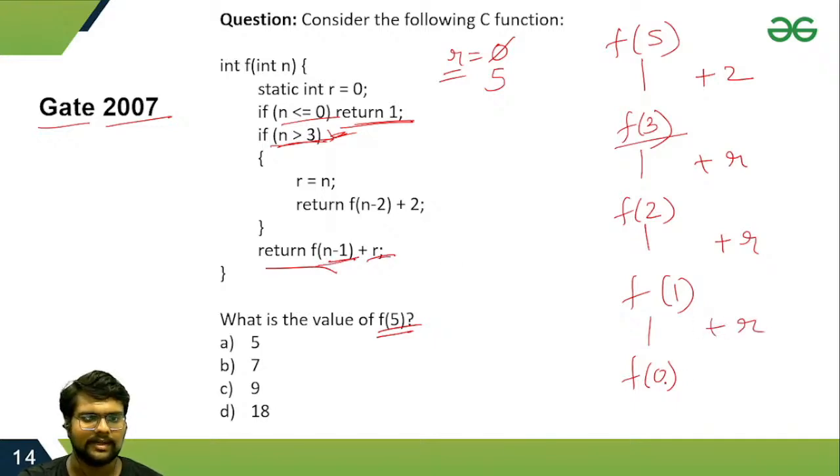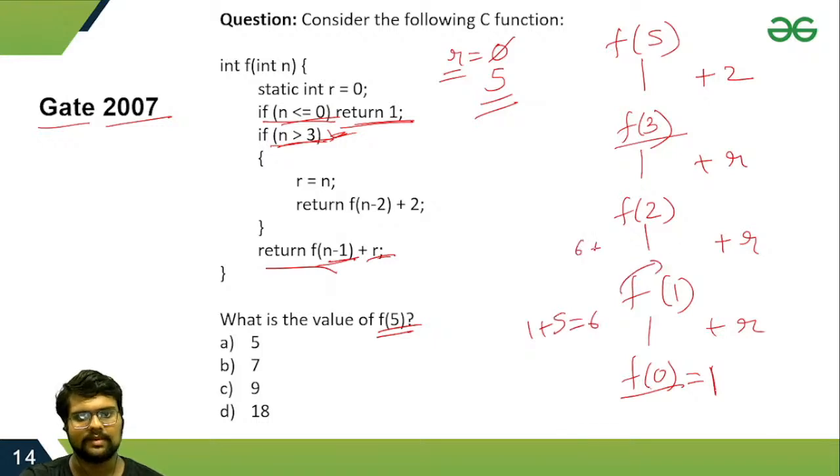So here also r will be added. And then we called f of 0. Now this condition is satisfied here and it will return 1. Its value will be 1. And here, since the value of r is not updated and it's 5 only until f of 0, we will just add 1 to this. So value of r is 5. So 1 plus 5 is 6. So 6 will be written here.